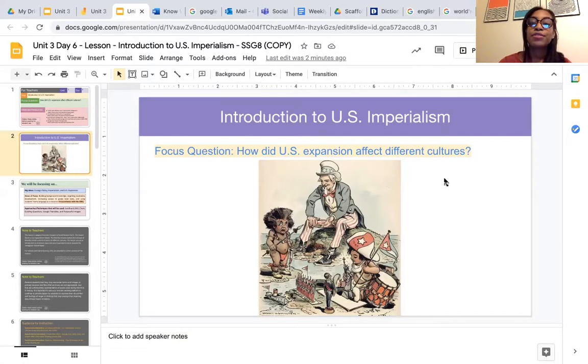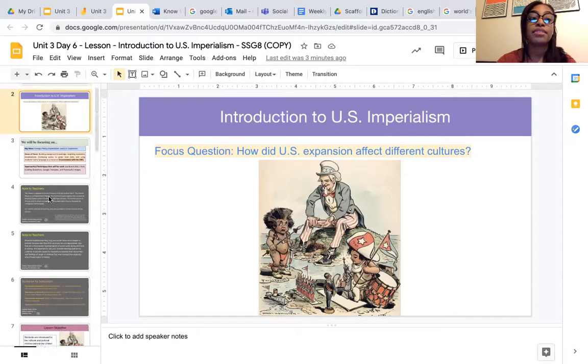Today, we're going to be focusing on Unit 3, Day 6. And the title of this lesson is Introduction to US Imperialism. So, we're going to learn what imperialism is. And our focus question is how did US expansion affect different cultures? So, we definitely want to understand what expansion means as well.